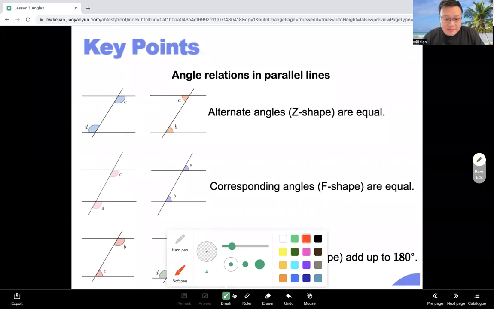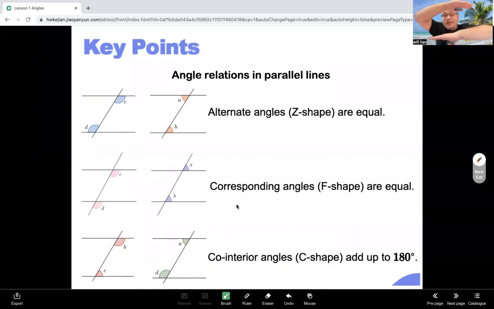So the very first one is the Z shape, right? If you've got two parallel lines and another straight line crossing these two lines, you have two angles. For example, here you're going to have this Z shape, and in this Z shape you have these two corners, right? And these two angles equal each other. We're not going to prove that, okay? Just remember it. In parallel lines, these two angles are equal. We call them alternate angles, which look like a Z shape.